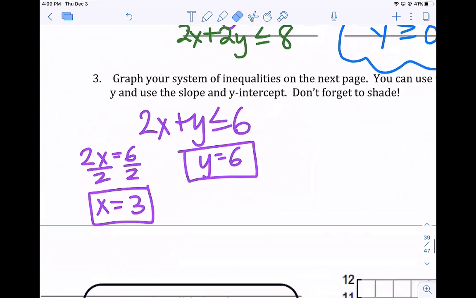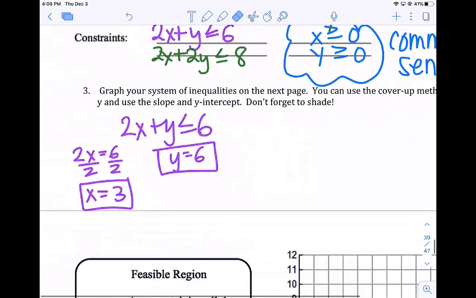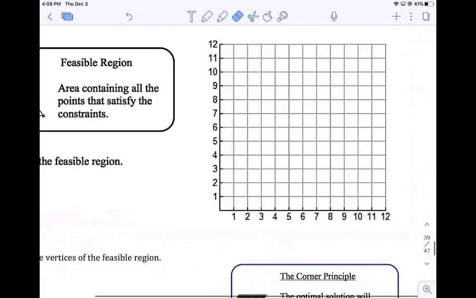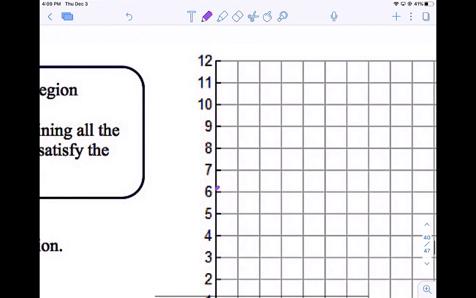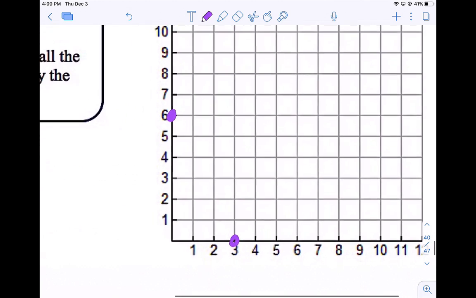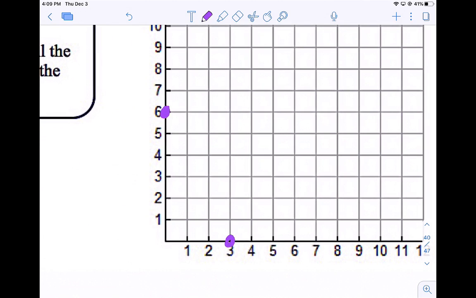So let's graph it. Notice there's an equal sign there, so it's going to be a solid line. So I'm going to find where x is 3 and where y is 6. And let's go ahead and connect those. So at home, if you have a ruler or a book or a straight edge to draw your line straighter than I drew my line, that would be best. Okay, so there it is.